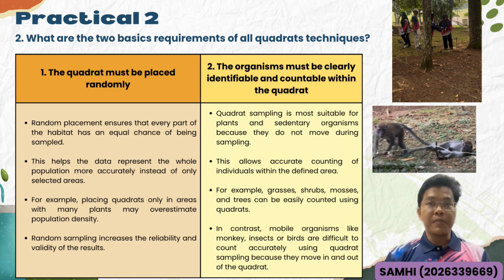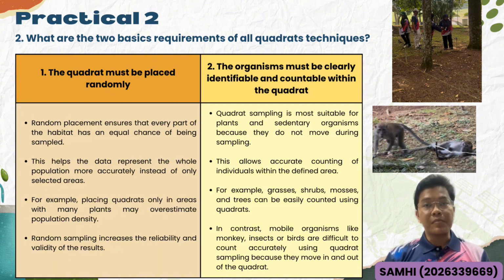The first requirement is that the quadrat must be placed randomly within the study area. This is important to minimize sampling bias and to ensure that every part of the habitat has an equal probability of being selected. By using random placement, the data collected becomes more reliable and truly representative of the overall ecosystem, rather than being influenced by the observer's selection of a specific area.